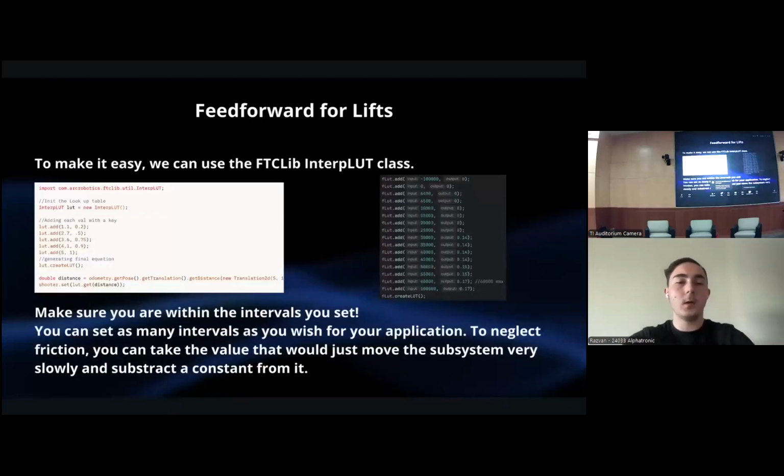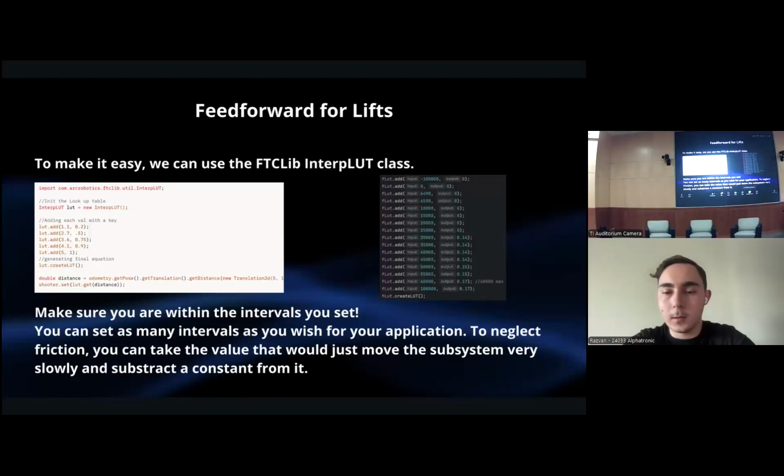For simplicity, we used the FTCLib interpolated lookup table class, which allows us to create interpolated lookup tables where we give multiple steps. You can see there lut.add is the function, and we give an input and an output, and it creates a sort of table. Between all of these steps, there's a linear interpolation going on. So you don't only provide an initial and a final value, you can provide as many values as you want. And in between, you'll have the linear interpolation.